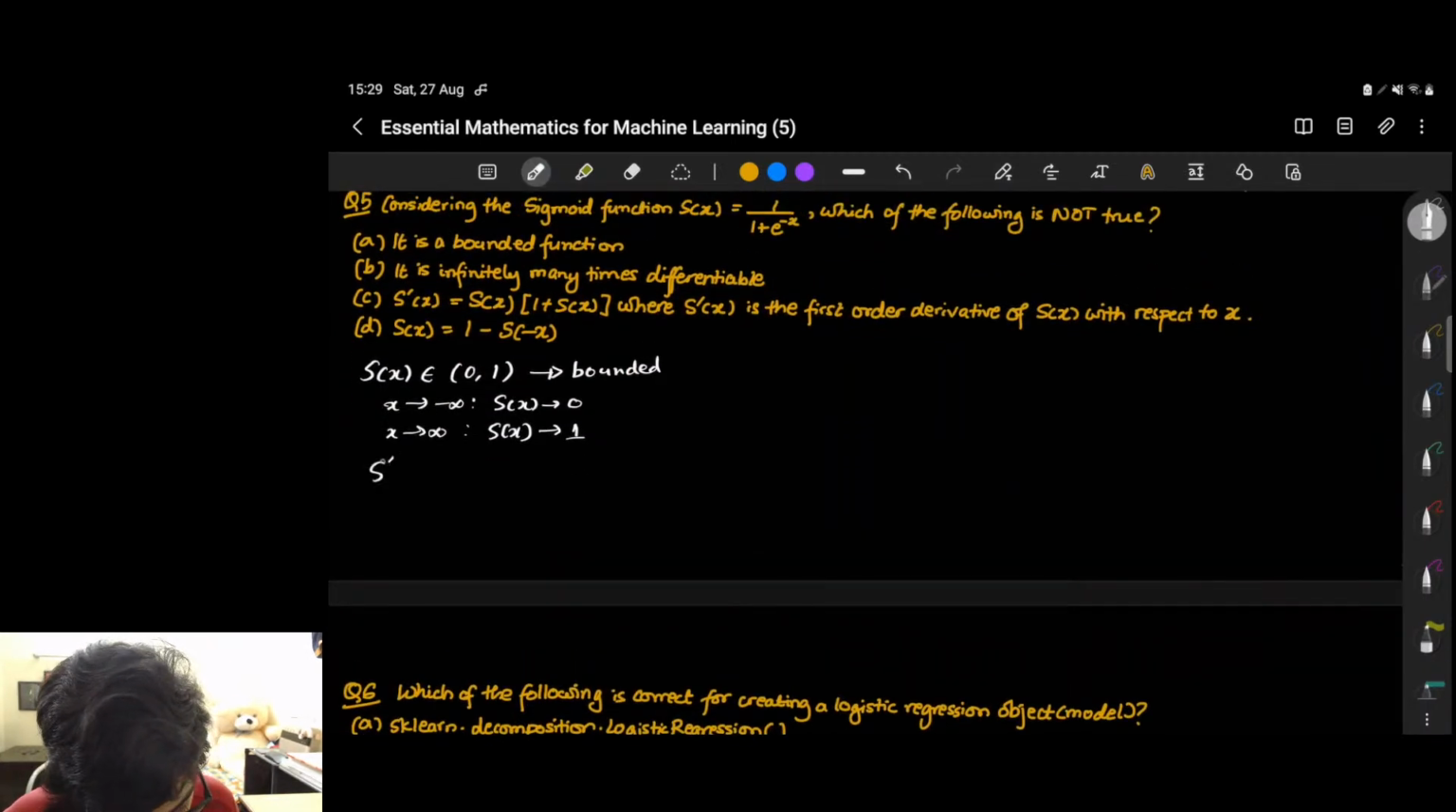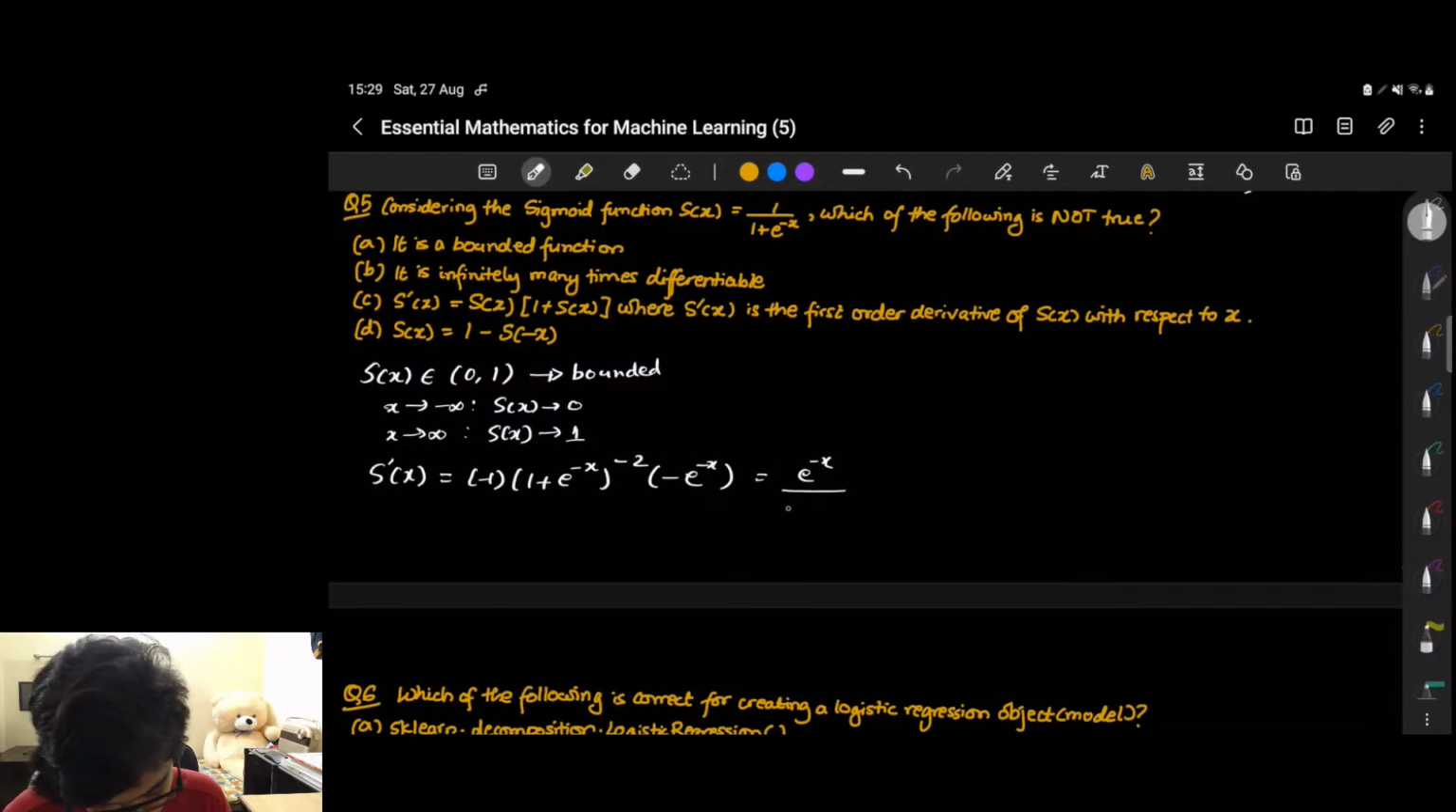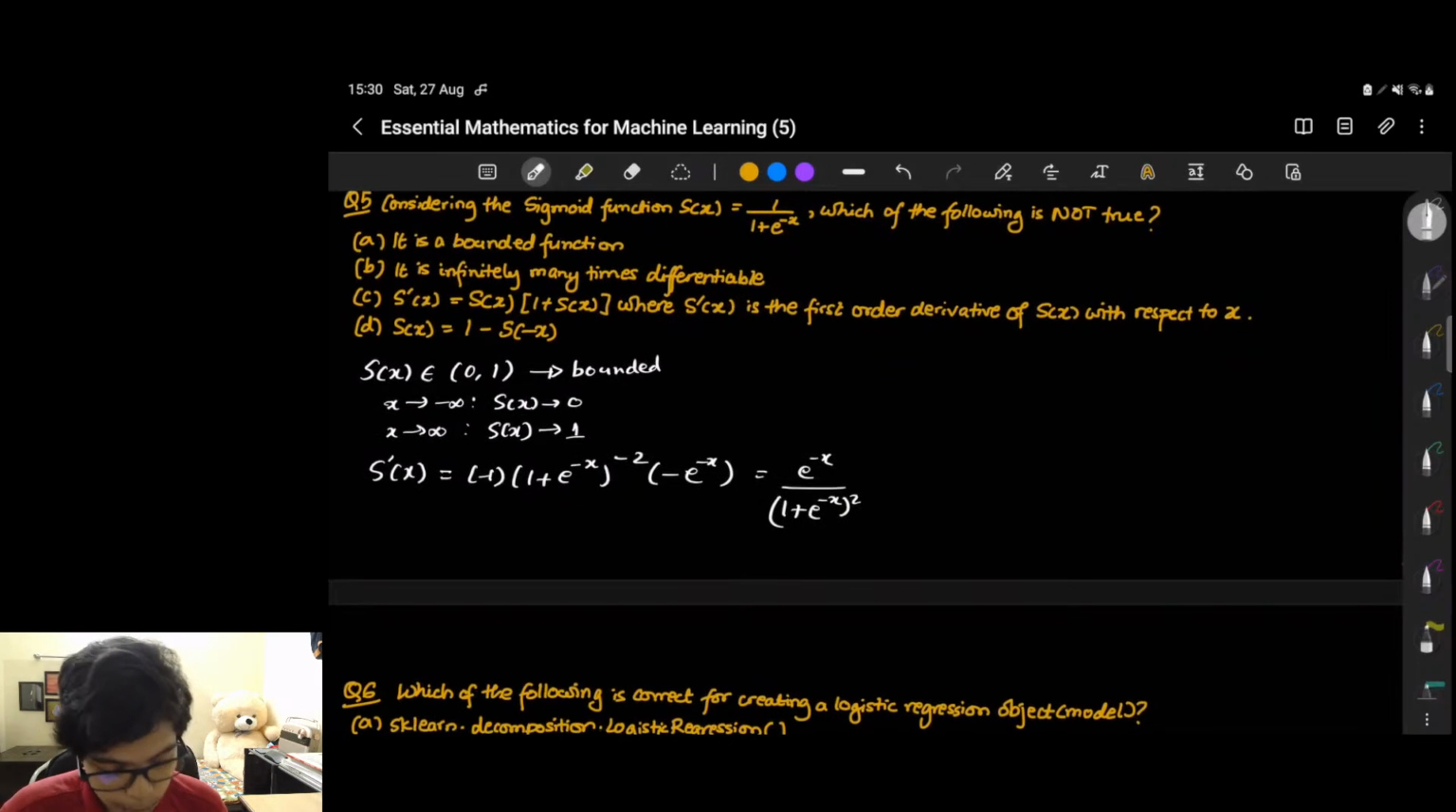Now let us look at the derivative. It is infinitely many times differentiable. This is a true statement. Let us find out the derivative of the sigmoid function. This is the first derivative, and you can keep on differentiating it as many times as you want because of the presence of e to the power minus x. Exponential functions can be differentiated any number of times, so there is absolutely no discontinuity anywhere. That is what it means.